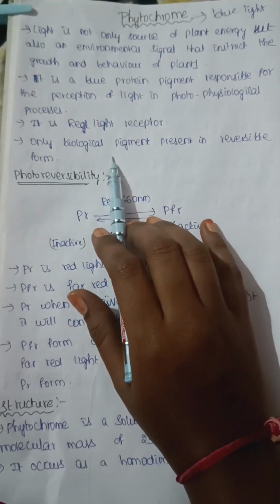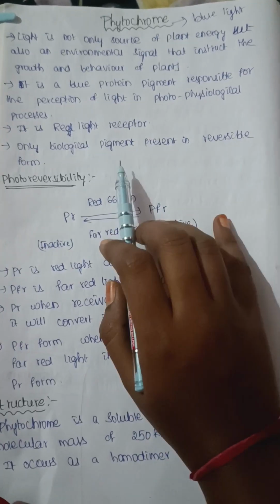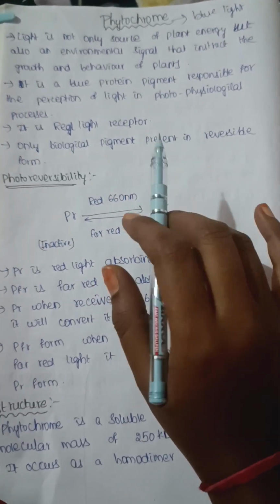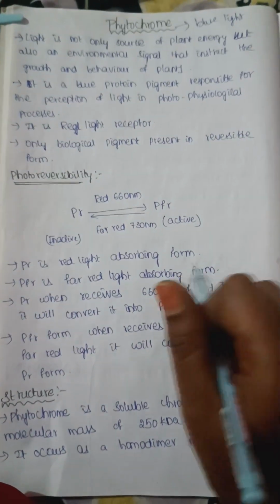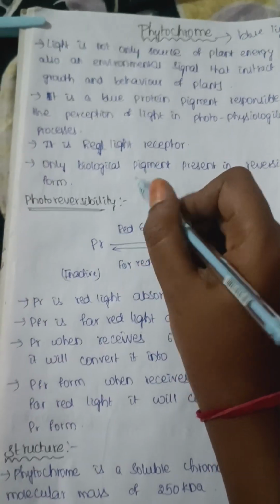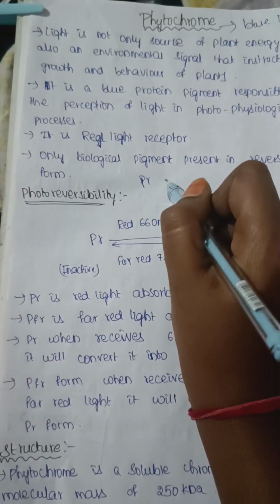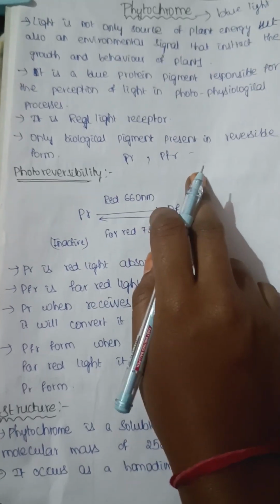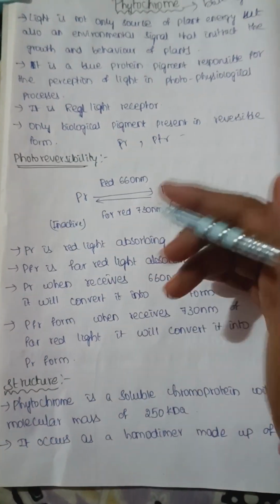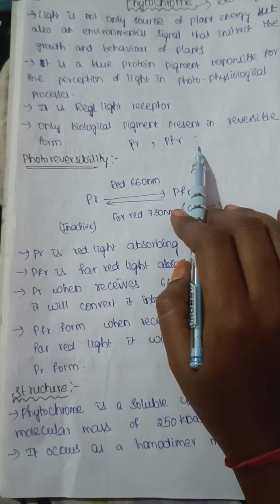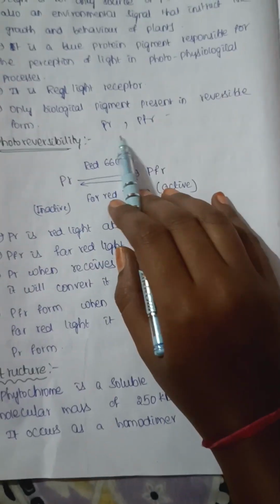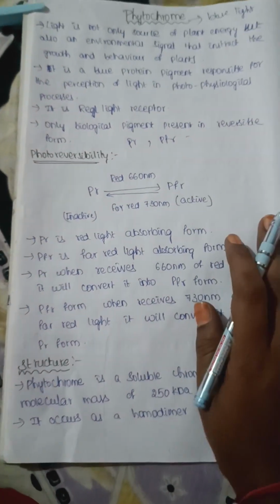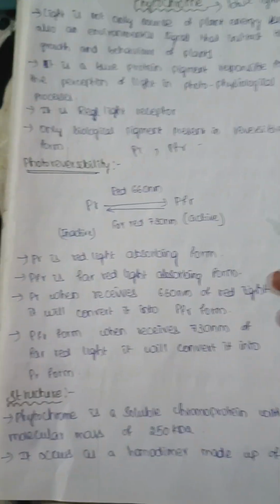It is the only biological pigment which exists in reversible form. That means it exists in two forms. One is the PR form and another one is the PFR form. These exist in reversible forms, and that process we call photoreversibility. Now we will discuss that photoreversibility.